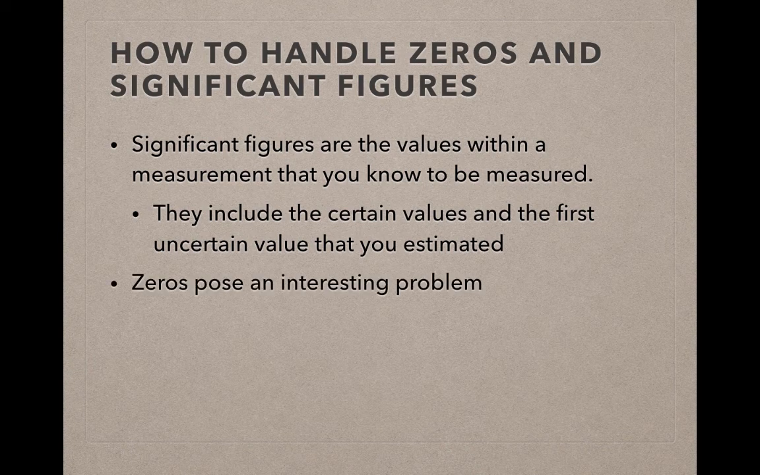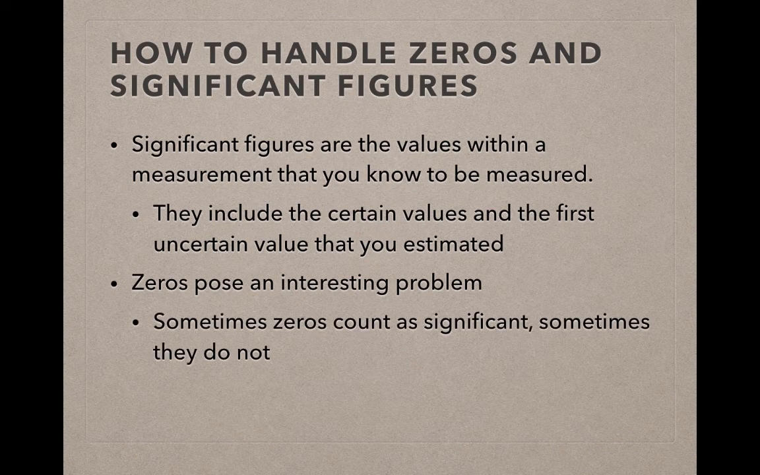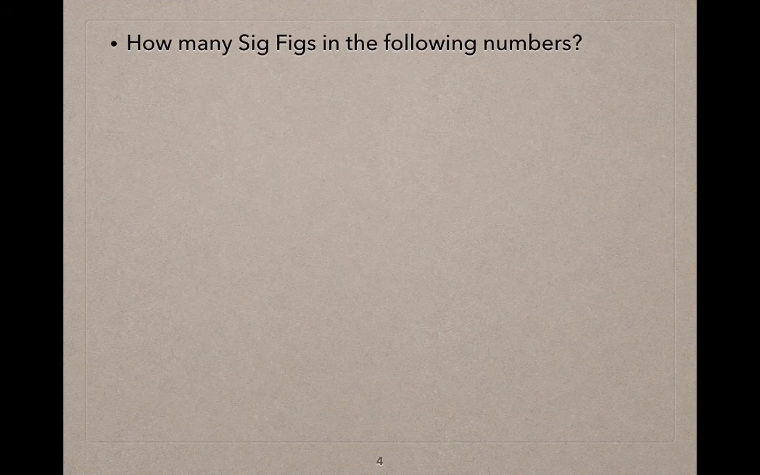And when we have zeros contained within a measurement, they pose an interesting problem because we have different ways of handling zeros depending on where they show up in a number. Sometimes those zeros count as significant, and sometimes they do not. And it is very important to understand when they are significant and when they are not. So let's take a look at some examples here that use zeros, and we'll look at how we count our significant figures differently depending on where zeros are in the values.